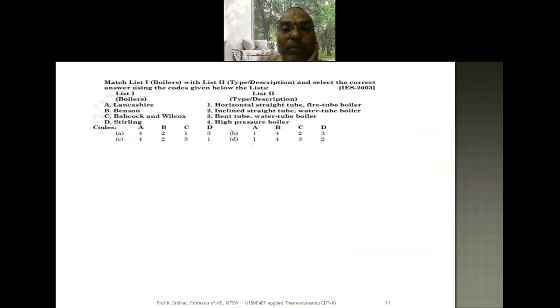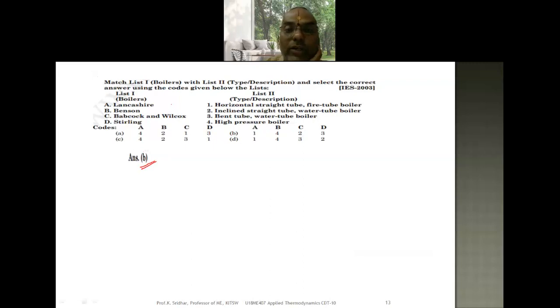Now let us go to some previous IES examination questions in this class. Here it is a match the following. He has given 4 different types of boilers, and here the classifications of the boilers are given. Now you have to answer which one is correct. Basically there are options A, B, C, D, and here the answer is given as B.